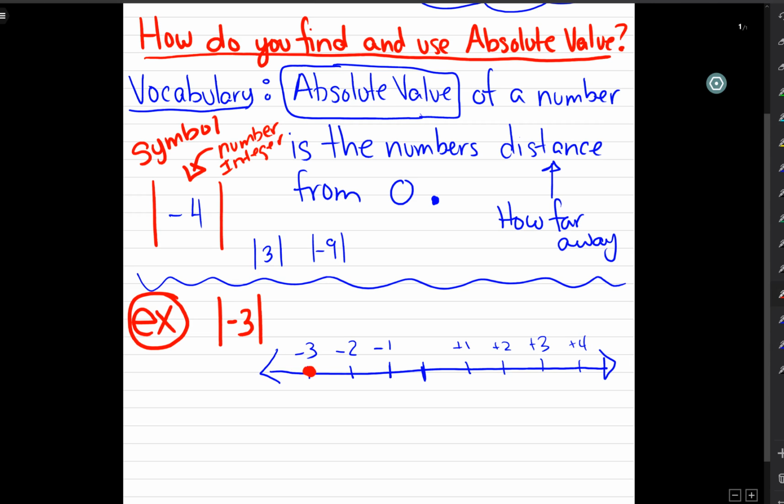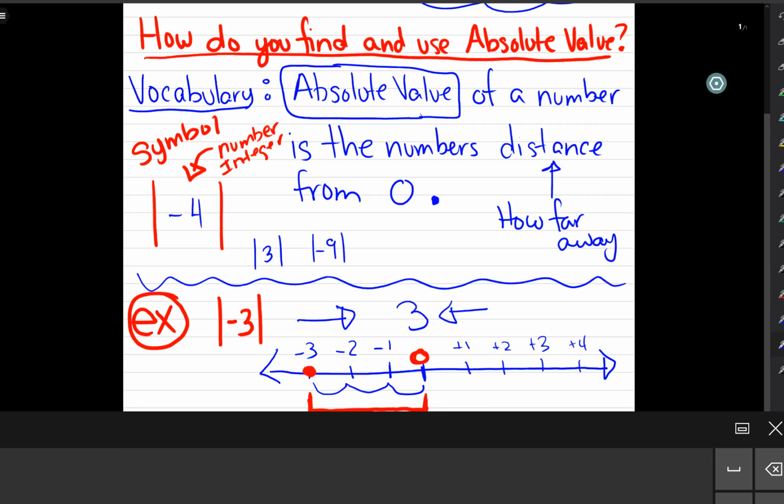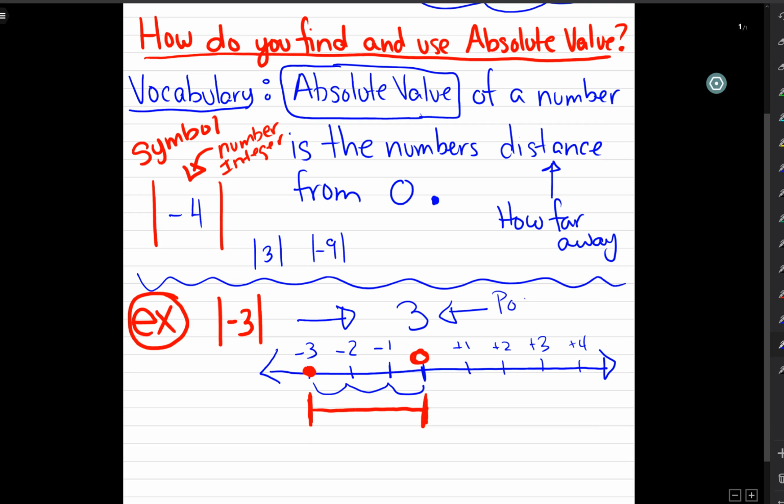So we're starting here at -3. And the absolute value is the distance away from 0. So here's -3. Here's 0. Remember, here's 0. And how far away are we from 0? Basically, we're just going to count 1, 2, and 3. We're 3 spots away from 0. So our answer would be 3. This is the absolute value of -3. That answer is always going to be a positive number.